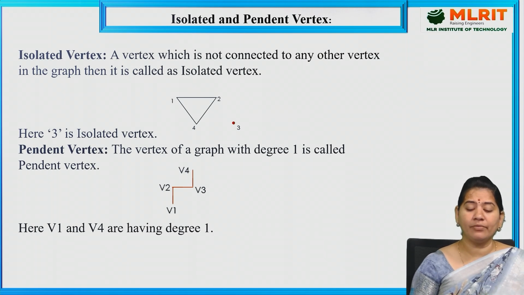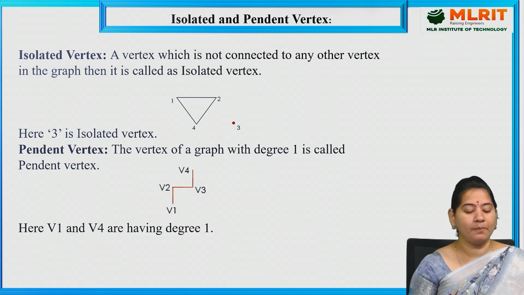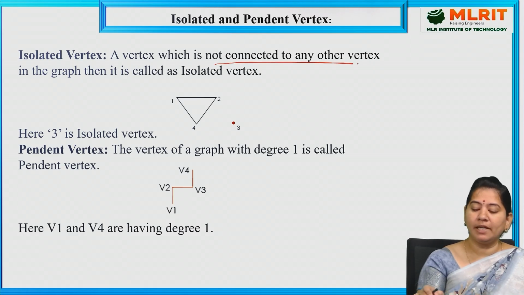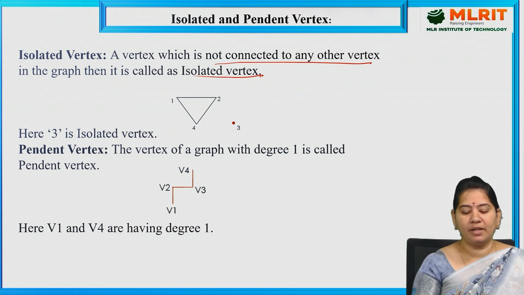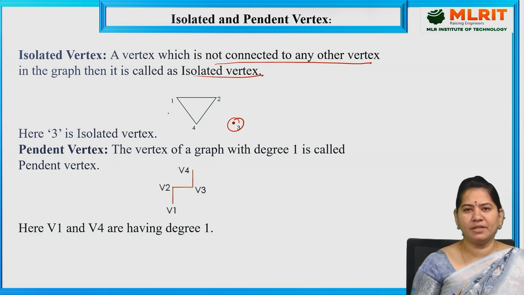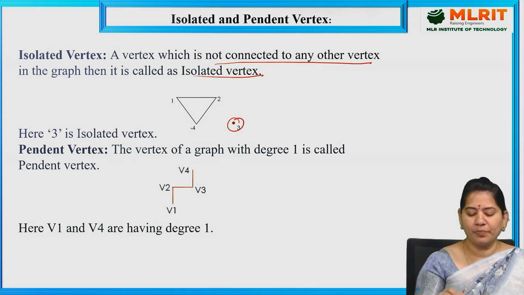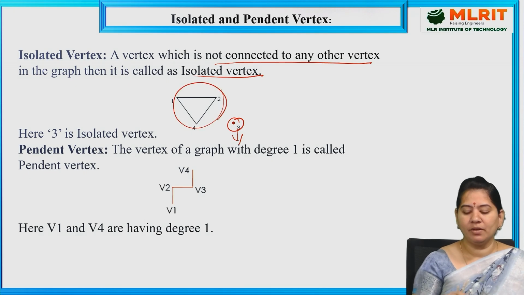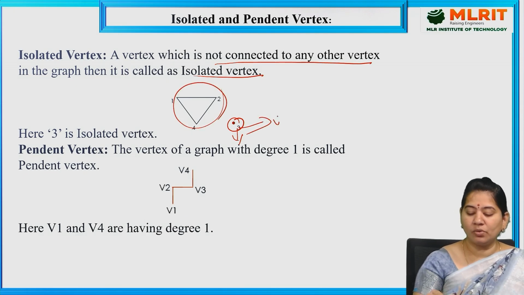And we also have isolated and pendant vertices. A vertex which is not connected to any other vertex in the graph is called an isolated vertex. Let us suppose I have one vertex called 3, and other vertices which are connected by edges, that is 1, 2, 4. Now this particular vertex is not connected to any other vertex in the graph, so this is called an isolated vertex. So here 3 is an isolated vertex.